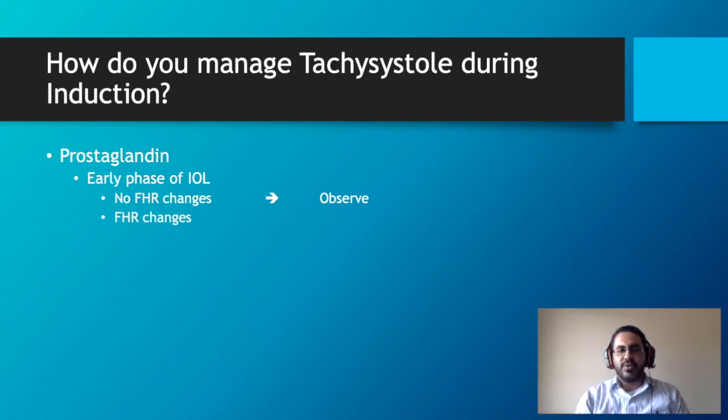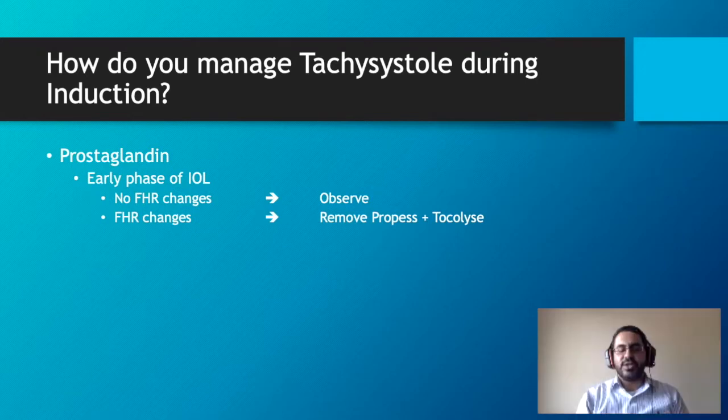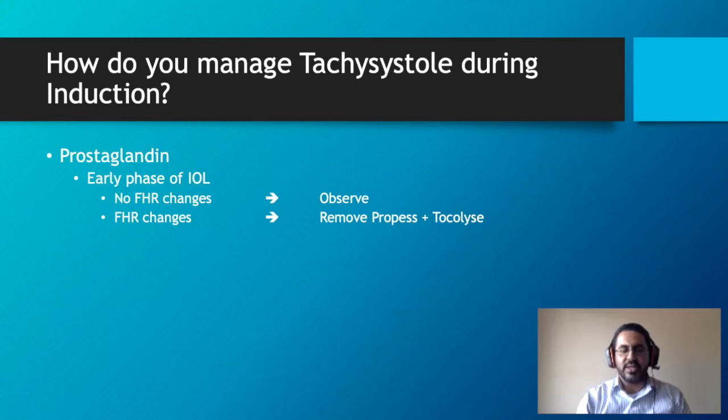If there are heart rate changes, then you need to take the Propess out, and you need to tocolyze, because of the prostaglandin. So you wouldn't ever delay that process, would you? We're talking about those fetal heart rate changes. So the baby is being affected. We're not talking about the lady who has tachysystole and no changes yet. If she's in early phase and there are no fetal heart rate changes, then you can observe. You don't even need to take the Propess out, because that's most likely going to settle.